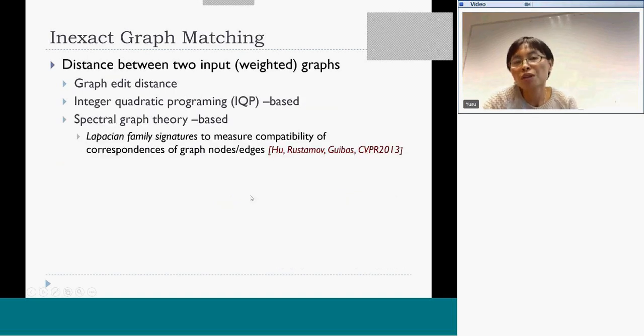In practical applications, a more important problem is inexact graph matching. Namely, we don't want to know whether they're exactly the same or not. We actually want to have a distance measure between two potentially weighted graphs. One is the graph edit distance, which defines certain edit costs to convert one graph into the other, and you want to find the way to convert it with minimum aggregate cost.